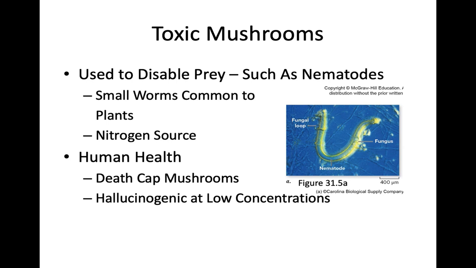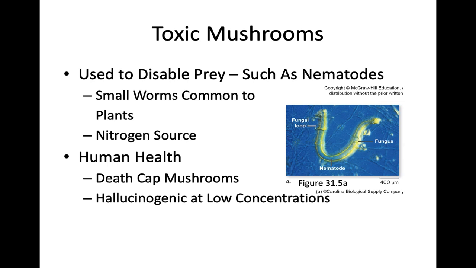As I talked about before, the fungus will use small worms and other organisms as a source of nitrogen, but since the fungus doesn't move, it's not able to stop the prey to digest it, so it uses these toxins instead to kill them so that it then can digest them. So it releases these toxins into the soil or wherever it's growing. Some of these can be powerful enough to be harmful to humans.